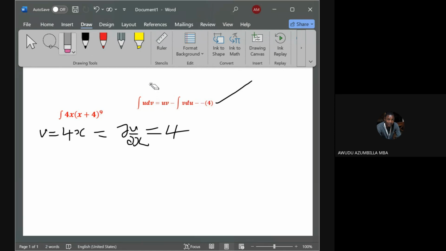So we know that our V, our U is given. So let's define our U. This is our U. Our U is equal to 4x. Now, what would be our V?